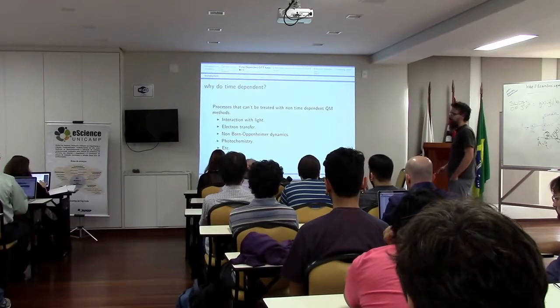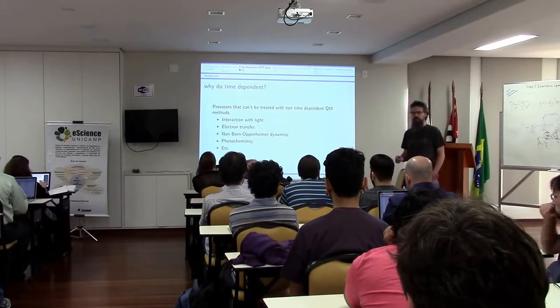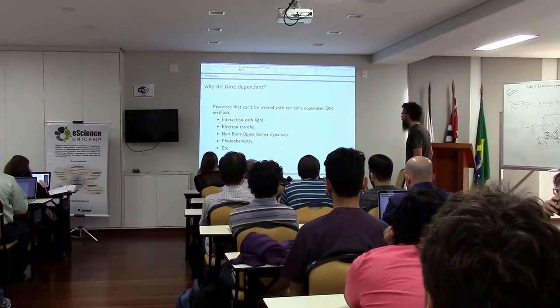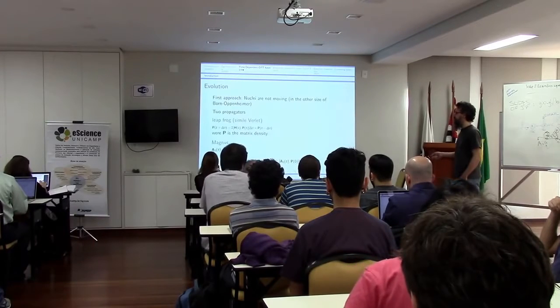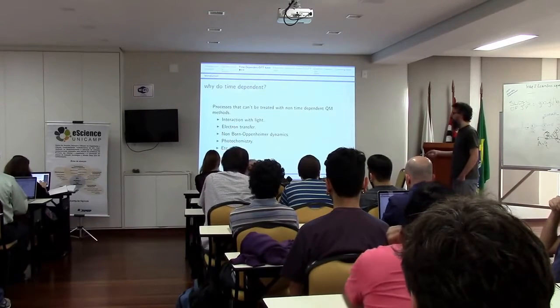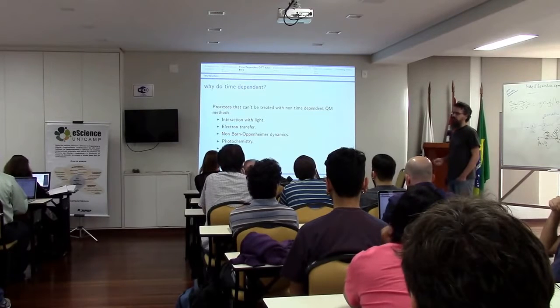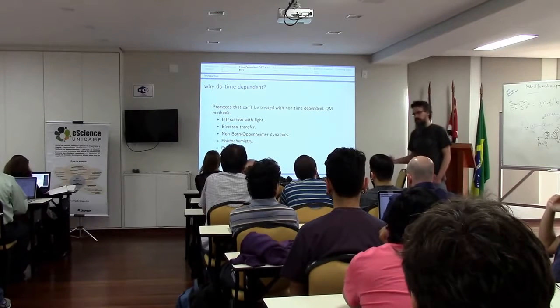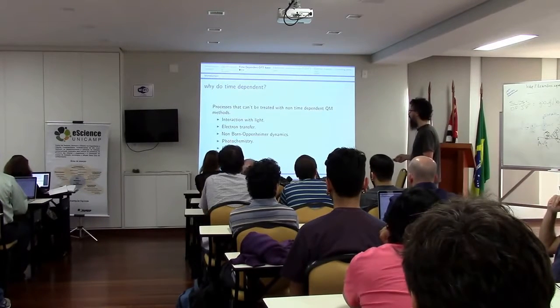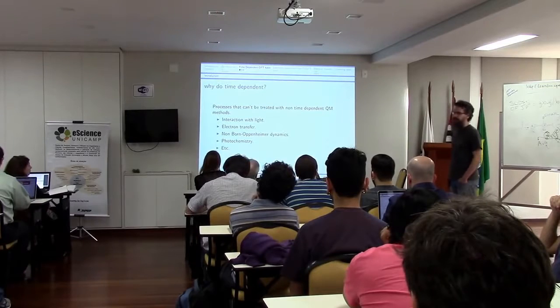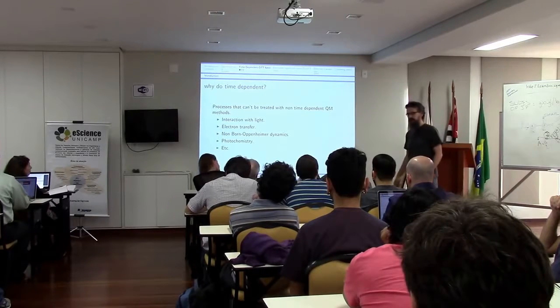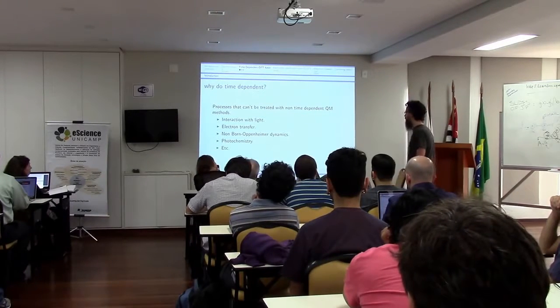Non-Born-Oppenheimer dynamics: there are some cases in which we use Born-Oppenheimer dynamics, in which the dynamics of the electrons and the nucleus are separated. In some cases it's not true. Photochemistry, like I put in energy with light and things happen, etc.